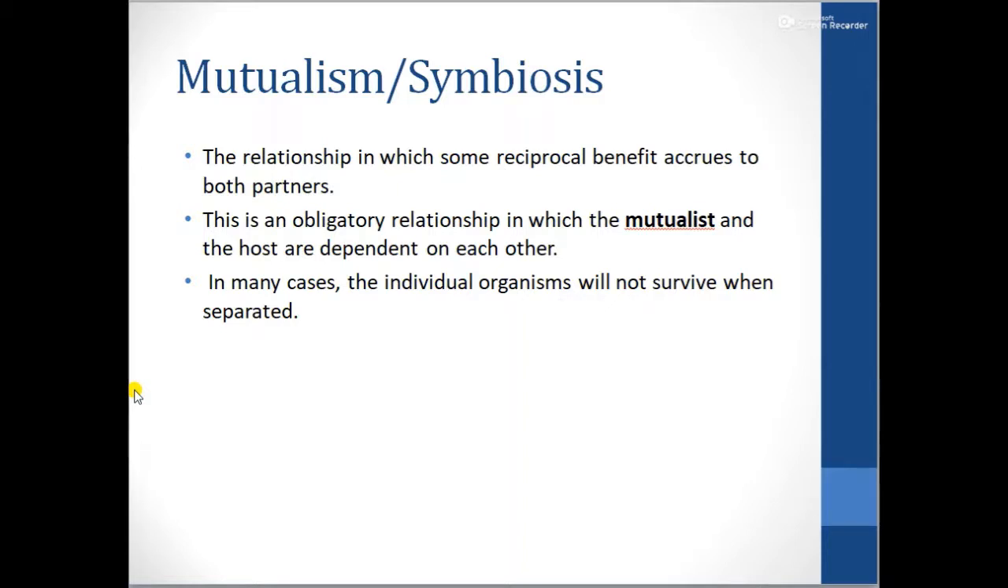Now, what do you mean by obligatory? Obligatory is something which is a must interaction. That is, without that particular interaction they will not be able to survive when they are separated. So the association of both the members is a must for either of the partners, because when they are separated they cannot live individually. So that is a case of mutualism or symbiosis.